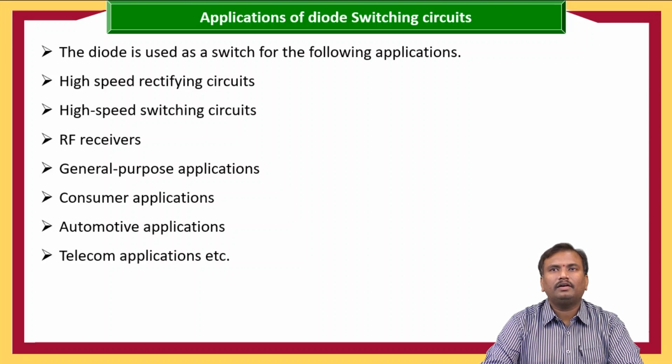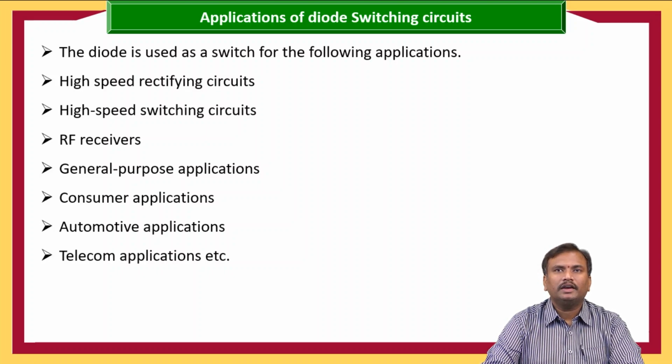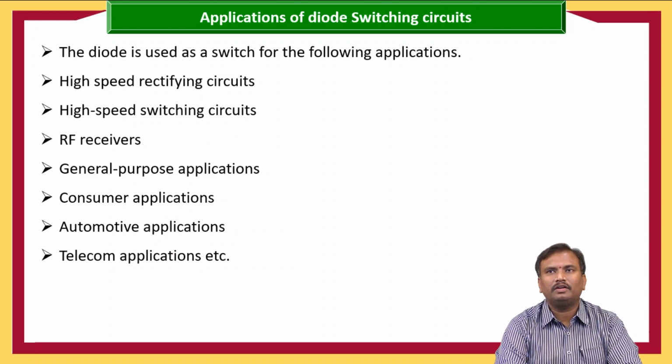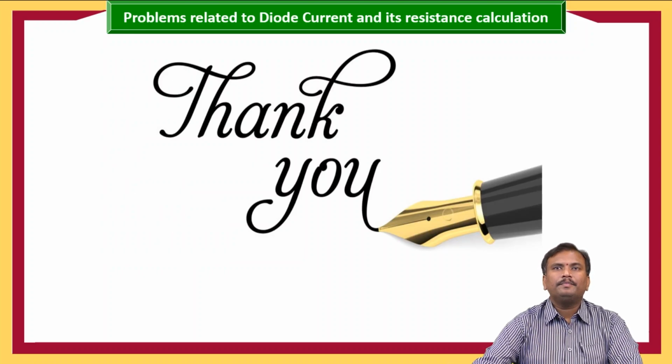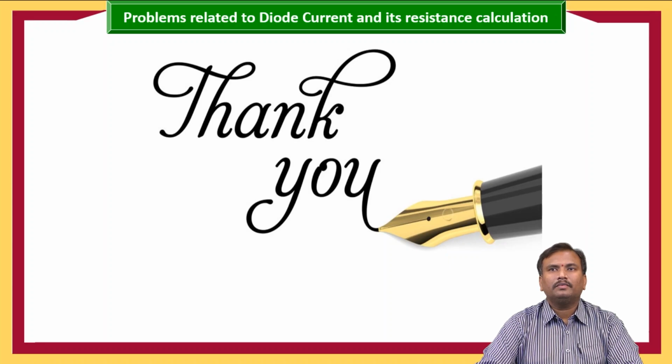And these are the applications of diode switching circuits. Here the diode is used as a switch for the following applications: high speed rectifying circuits, high speed switching circuits, radio frequency receivers, general purpose applications, consumer applications, automotive applications, telecom applications, etc. In this session, we have discussed the diode as a switch and the applications of the diode as a switch.